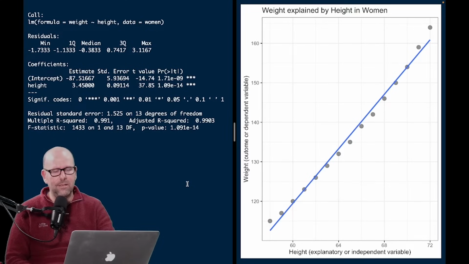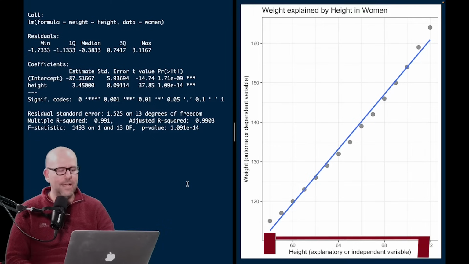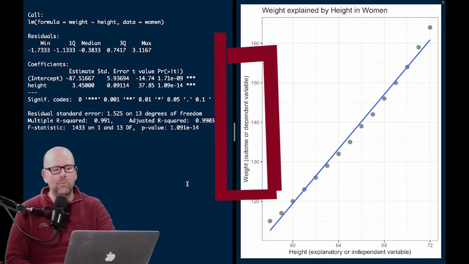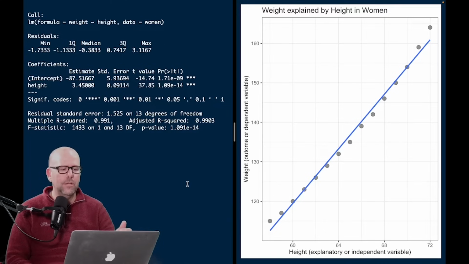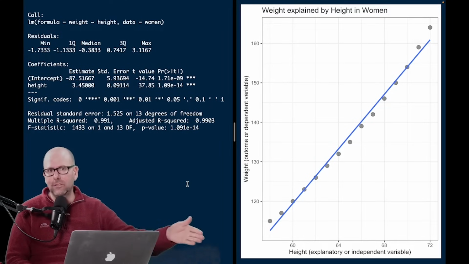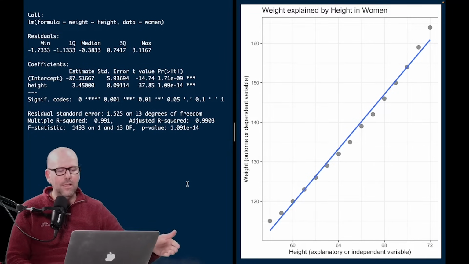In this case, let me just say this is the weight of a woman explained by height. Height is the explanatory variable on the x-axis. Weight is the outcome variable on the y-axis. You can use the model to predict the weight of a woman given a particular height. So, to predict the value of an outcome variable given a particular value of the explanatory or independent variable, even outside of the range that you've got on the screen. You could have some hypothetical height and ask, what do we think the weight would be? Fine. So you can predict.